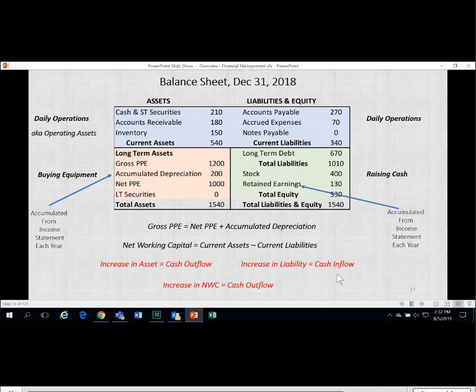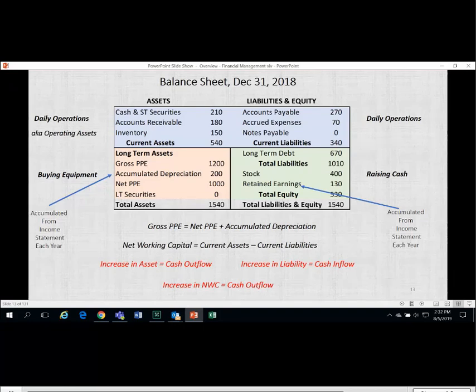In contrast, anything on the right-hand side, any increase in liability or equity, is a cash inflow. Then, what if there's an increase in net working capital? Well, that means that some current assets have increased more than current liabilities. So there's a cash outflow that's bigger than a cash inflow. So an increase in net working capital is a cash outflow.